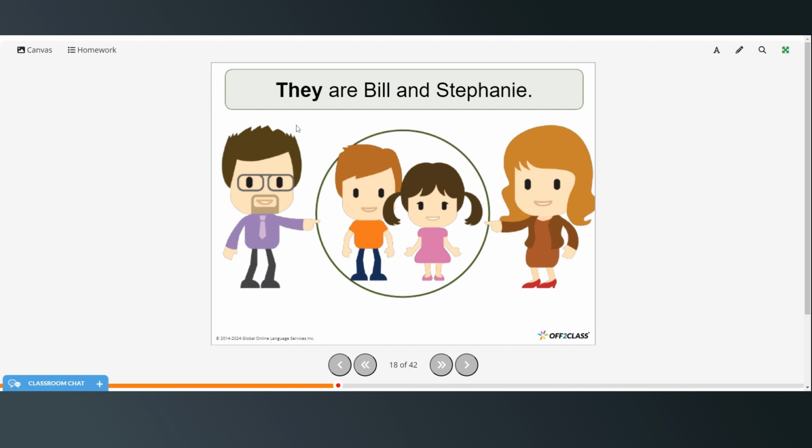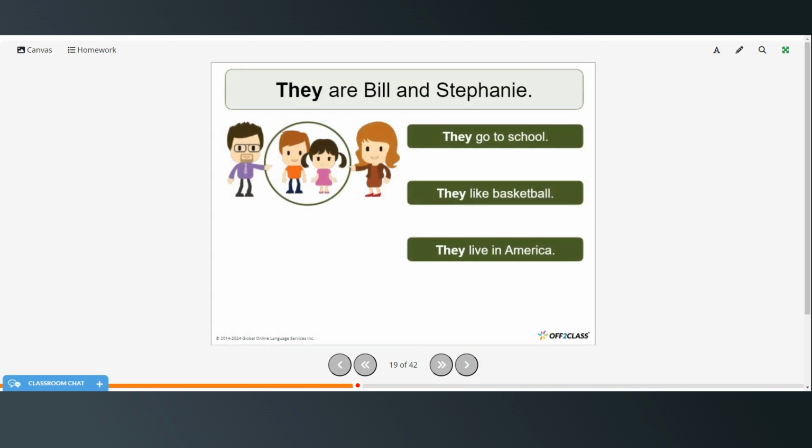And here, these two are pointing to other people. So they're not including themselves in the group, so they would say they. They are Bill and Stephanie. They go to school, they like basketball, they live in America.